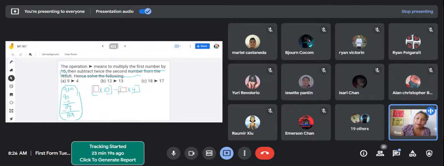Your first number is 12, and your second number is, sorry, I made a mistake right here. Just noticed. The box should be here. And then the 2 should be here. So the first number goes in the first box, and then the second number goes in the second box, right?